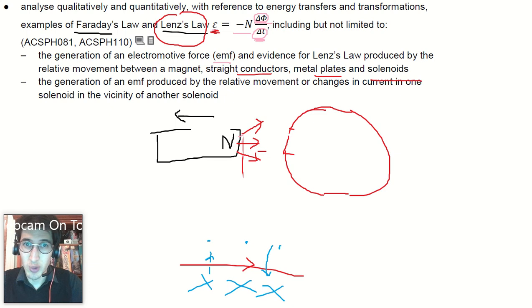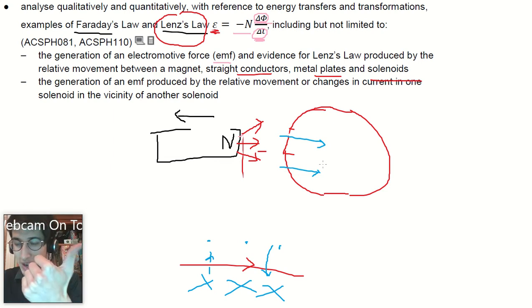Well, now it wants to produce a magnetic field into the page, into it, to counteract the change. Before there was a lot of magnetic field going into it. Now the magnetic field's going away. To counteract that change, it wants to bring that magnetic field back. It's going to produce it itself.